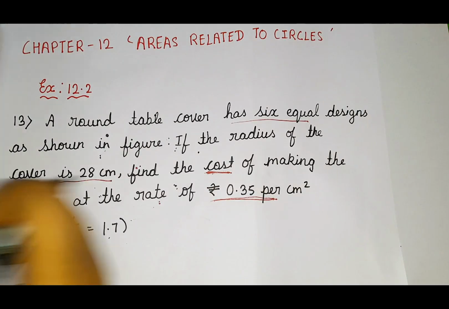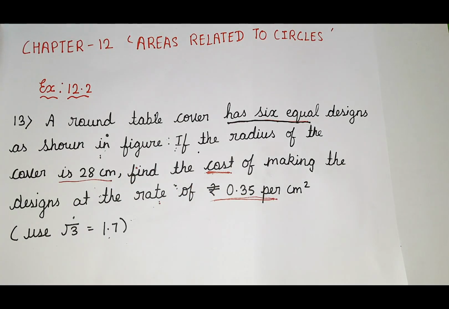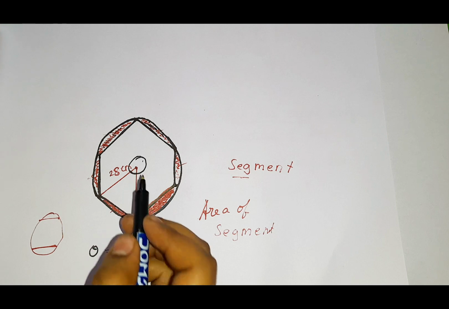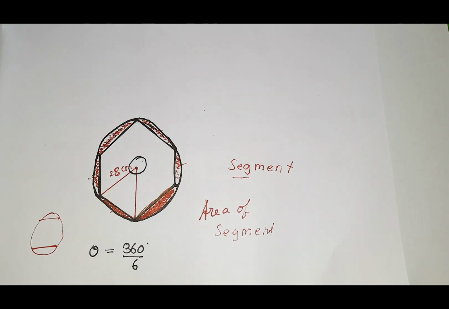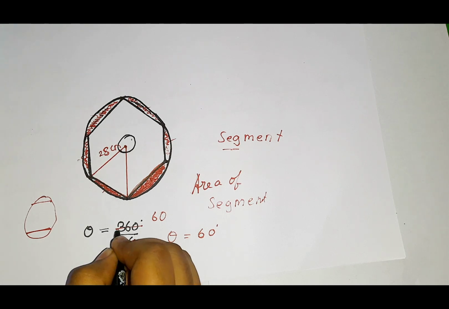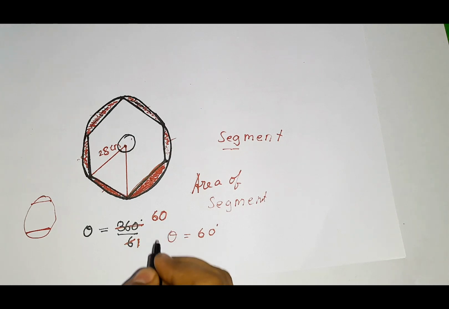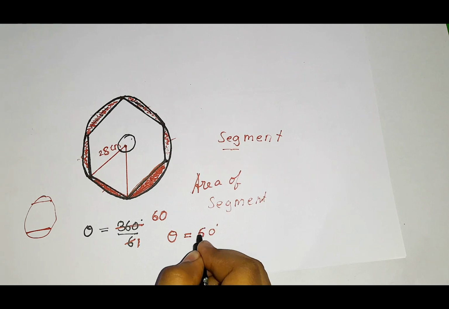According to the question, a round table has 6 equal designs. So this angle, 360 degrees, is divided into 6 equal designs. So I am going to divide it by 6, then only I will be able to find the theta. When I cancel, 1 6 is 6, 6 6 are 36, and then 0 as it is. So what will be the theta, guys? The theta is 60 degrees.